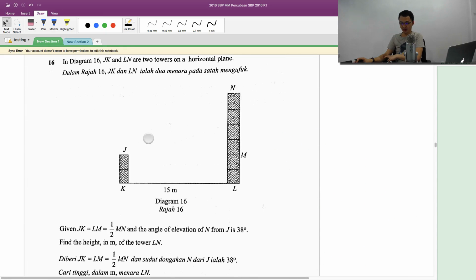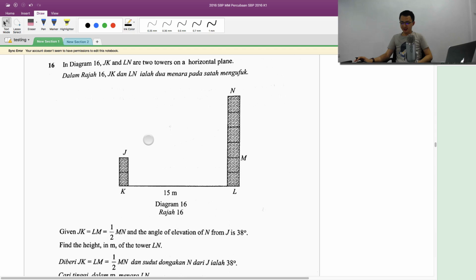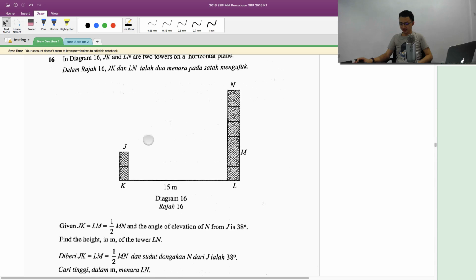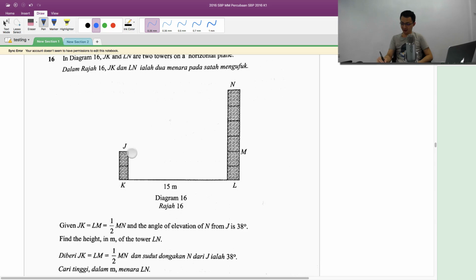Okay, let me just move on to this one. JN and LN are two towers on the horizontal plane. Given that JK is half of LM, obviously JK is equal to LM, and then it's half of MN. You can see here there are 4 grids, here actually have 2 only, so it's half.